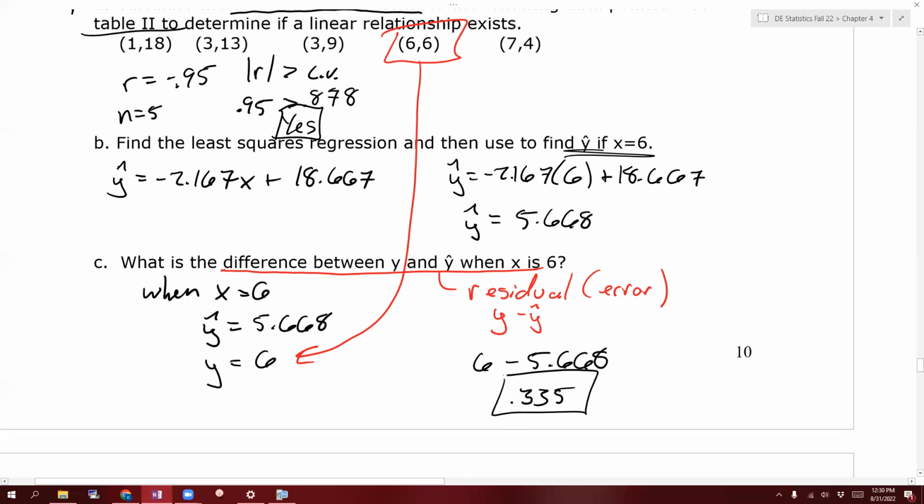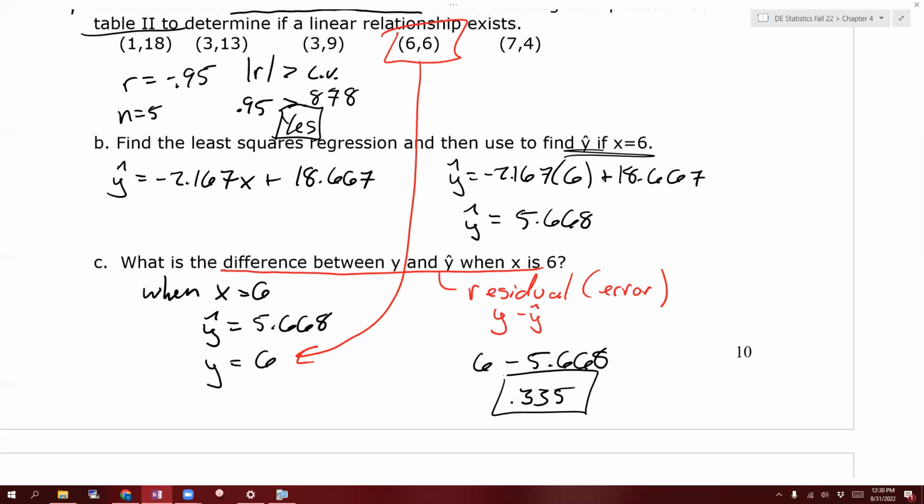So my residual is a positive number, which means my observation was greater than my prediction. Now, again, residuals, much like a z-score, aren't good or bad. Having a positive residual is not good or bad. Having a negative is not good or bad. It's all dependent on the situation.